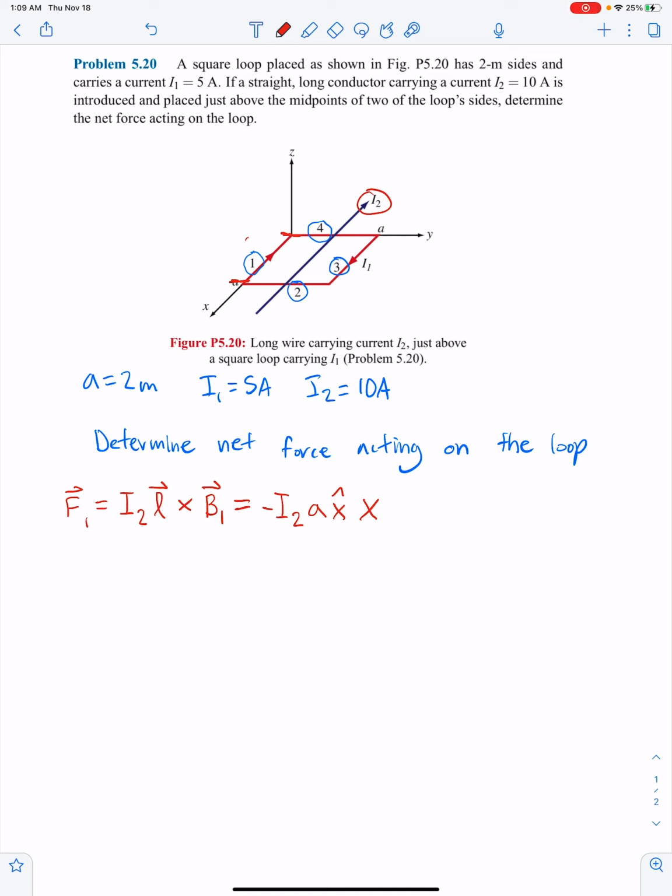the magnetic field of that one section of our loop. So we will use the equation for a wire magnetic field. It's mu naught I1 divided by 2 pi r. And in this case, r is simply A over 2.